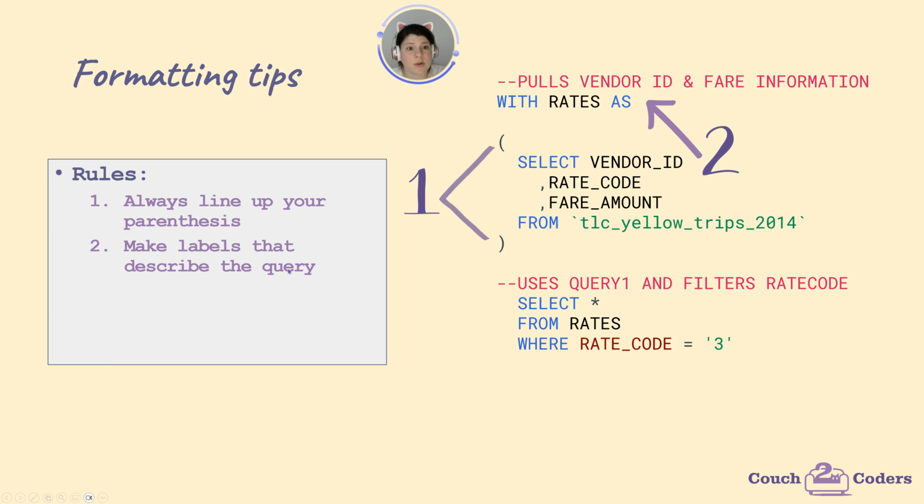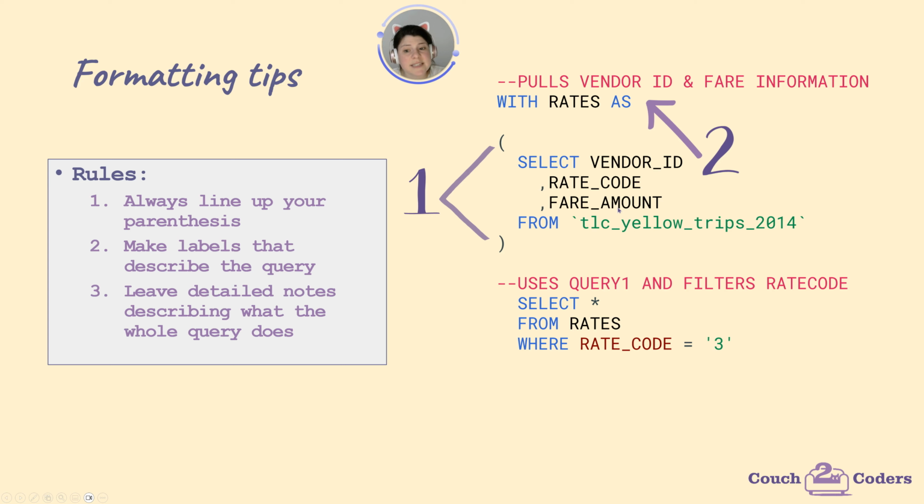Make the labels that describe the query mean something. So WITH rates AS, blah. Some people might say WITH A AS, WITH B AS, WITH C. And that gets really confusing because you're like, what's A, what's B, what's C? If I call this rates, then I know, oh, that CTE has to do something with rates or rate code or something like that.